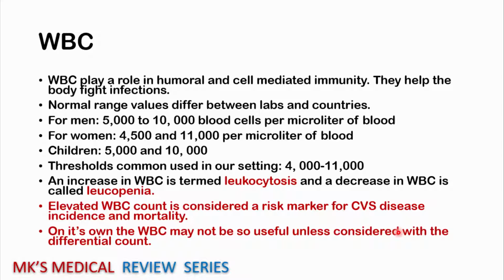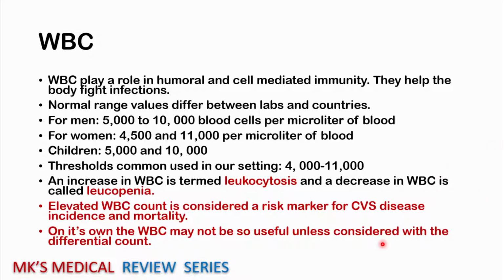But in general, for men, you have between 5,000 to 10,000 cells per microliter of blood. Then in women, you have 4,500 to 11,000 cells per microliter of blood. In children, you have 5,000 to 10,000 cells per microliter of blood. So in general, we can use the threshold of 4,000 to 11,000 cells per microliter of blood. Then if someone has a white blood cell count exceeding 11,000, you refer to that as leukocytosis. If they have a white blood cell count below 4,000, you refer to that as leukopenia.